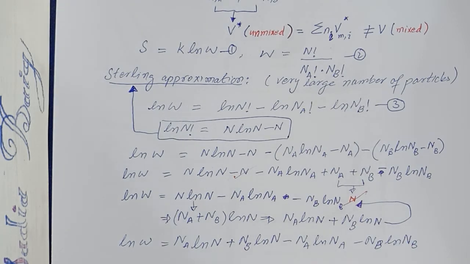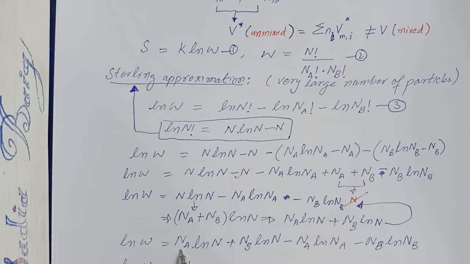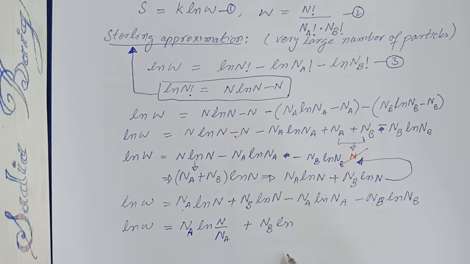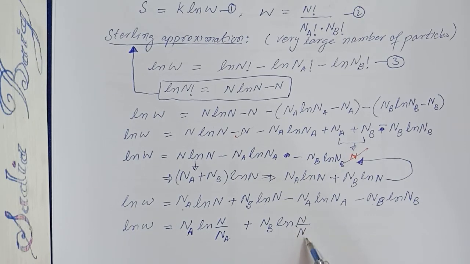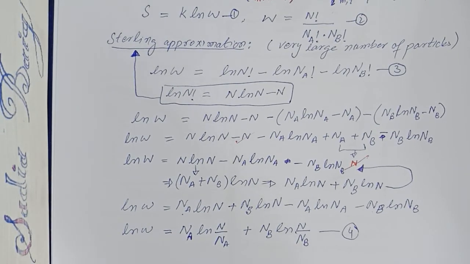Now we can again simplify according to the laws of logarithms. Here we can take the constant outside of the log natural term, and we get a form with n over Nb. So now we get equation number 4, and we already have equation number 1, which shows that the entropy of the solution is given as S equal to K log natural of W, where K is the Boltzmann constant.